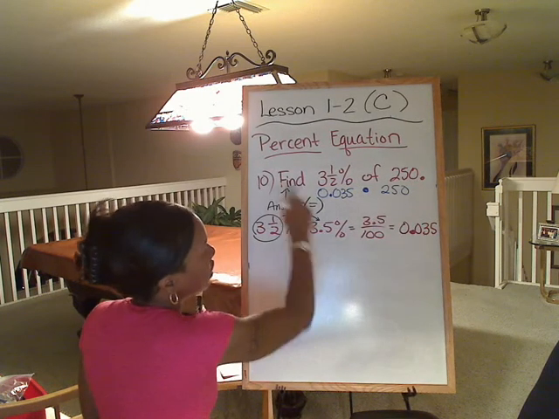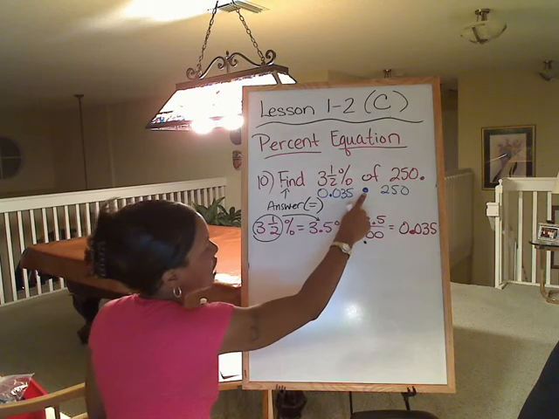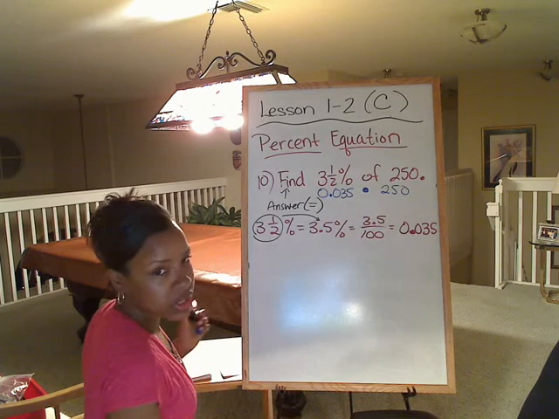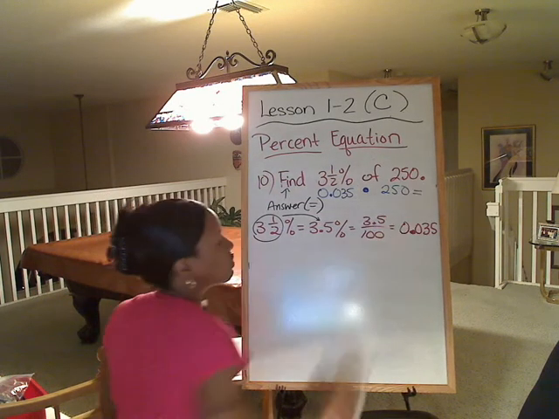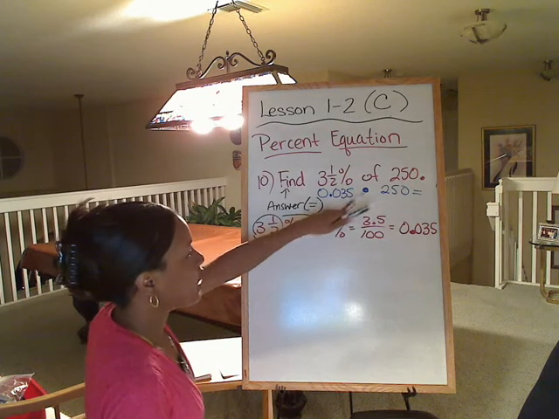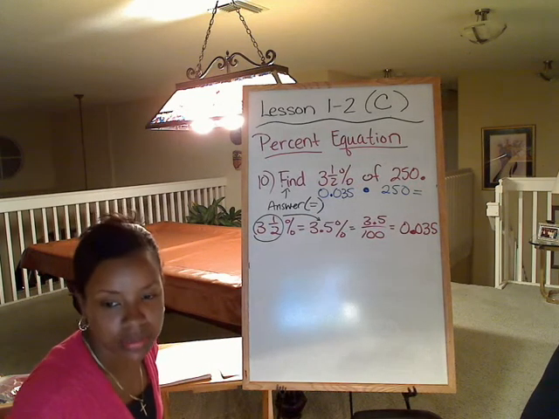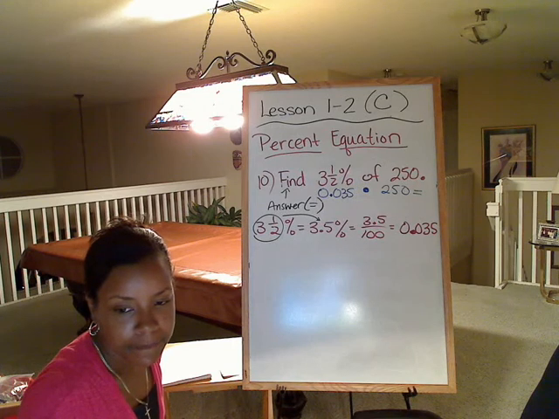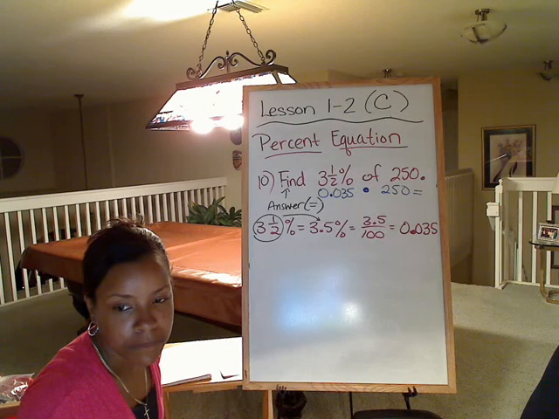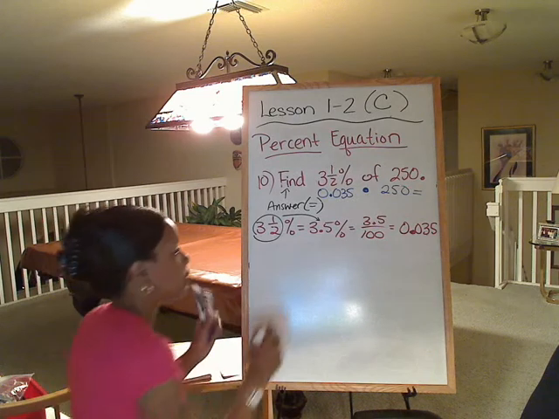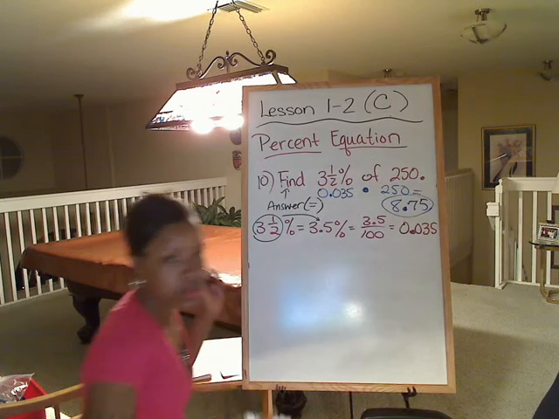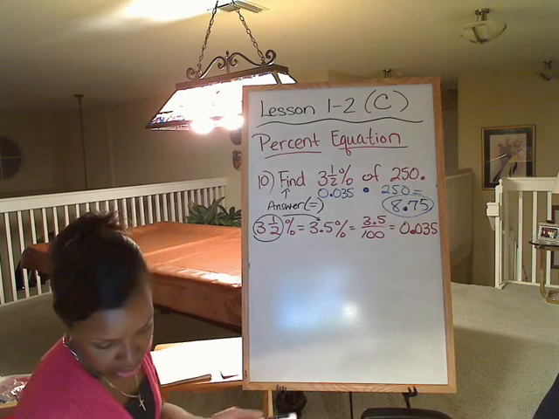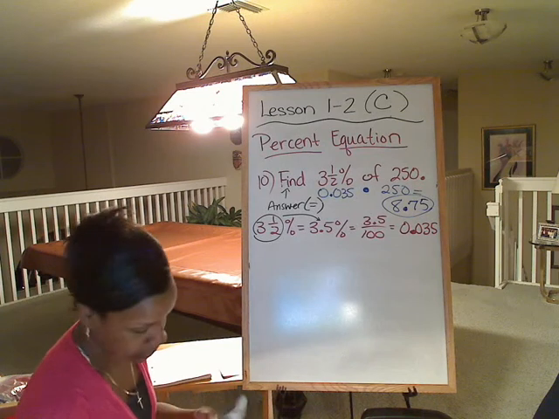Basically, they're saying to find 0.035 times 250. So all you got to do is change everything so that it can be worked out as an equation. What does this equal? That's what find means. 0.035 times 250. What does that equal? Let's see. 8.75. Final answer. 8.75. And the last question I'm going to do is number 13.